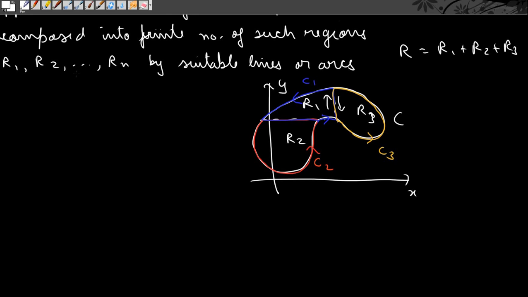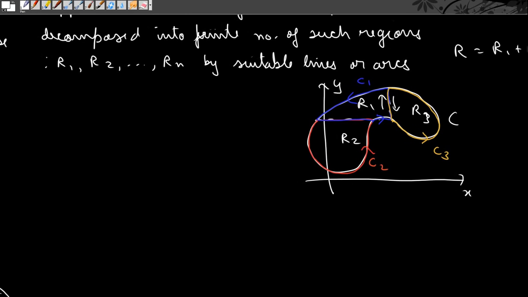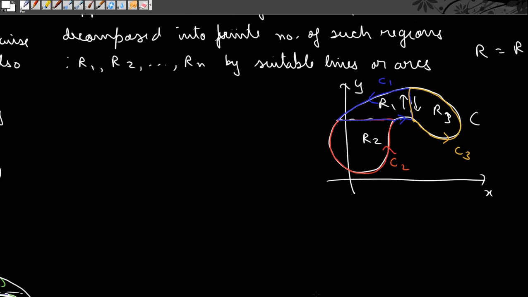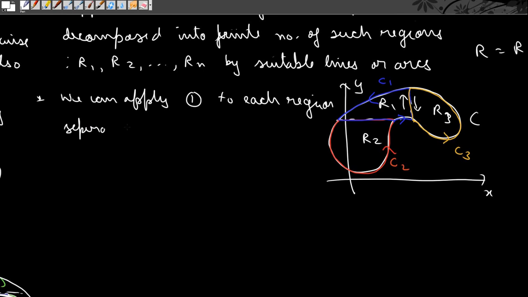So now we have broken down the entire region into individual regions, which we will be able to represent in the form we had seen before, that is, in the form of simple inequalities. So if we do that, we can apply our result 1 to each region separately and add them.